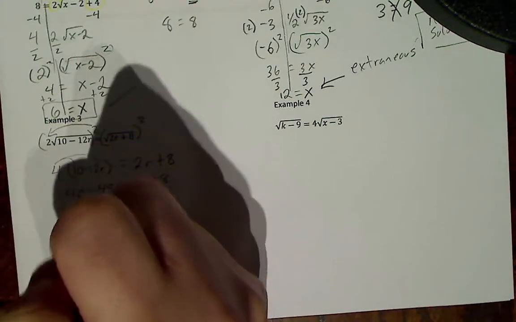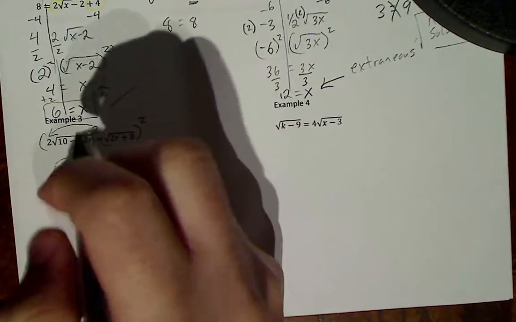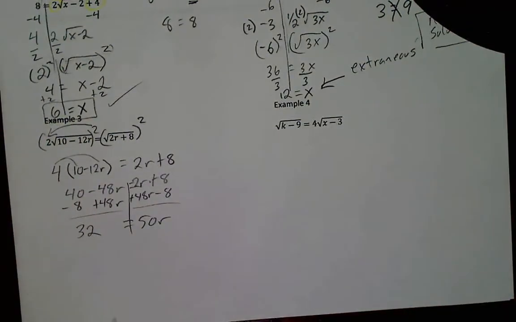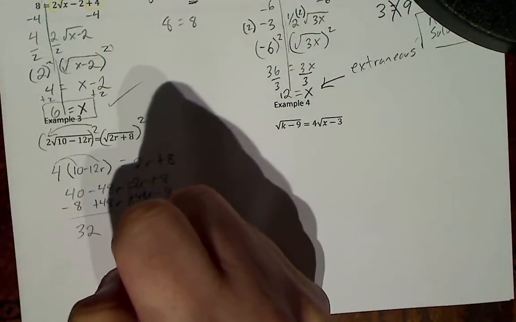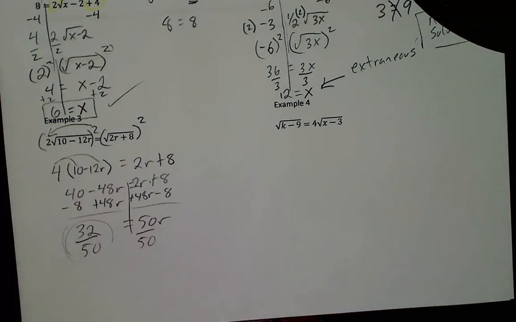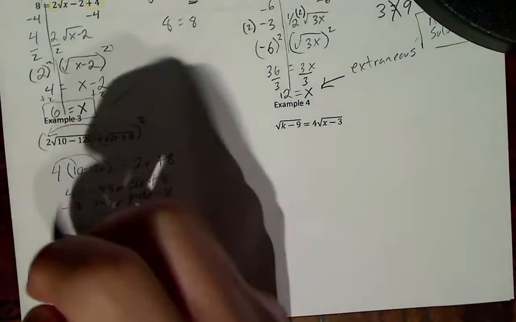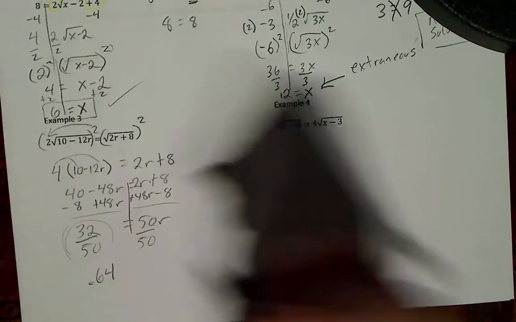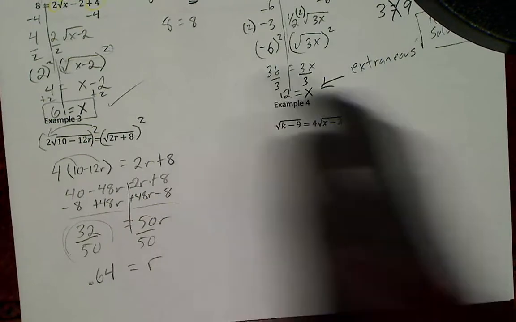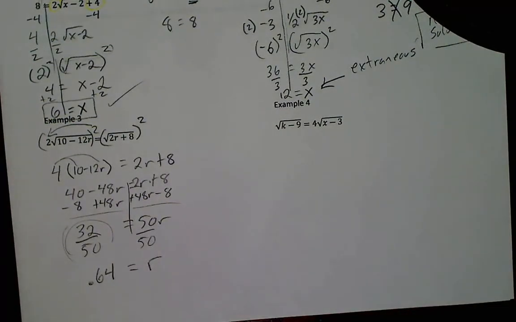So that when you get this, what is this? 40 minus 8 is 32. That's equal to 50R. Okay. Divided by 50. So I have 32 over 50, which if you wanted to reduce that, you could. I'm going to say we're going to work some decimal numbers here. And if I divide that, you get 0.64 equals R. If I wanted to reduce it, I believe it comes out to be 16 over 25.